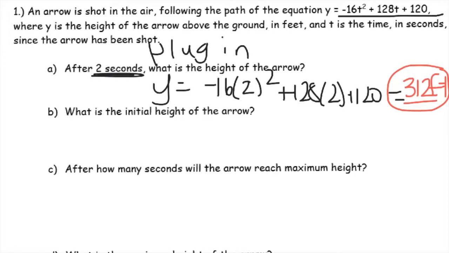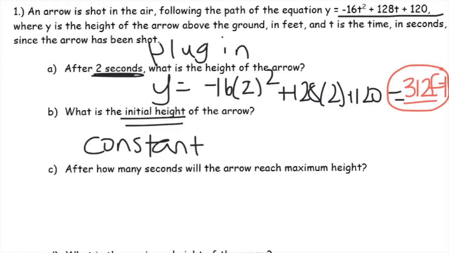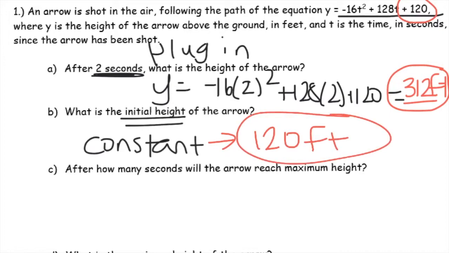What is the initial height of the arrow? The initial height is always the constant. So what is the constant in this? Well, it's 120. This number on the end is always where we're starting, so the initial height is 120 feet above the ground.